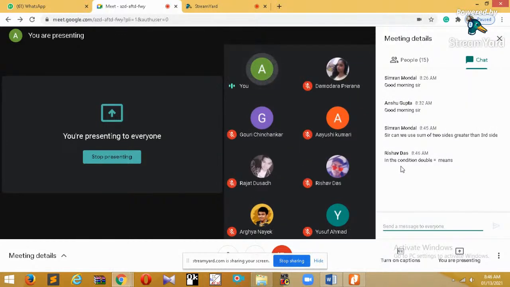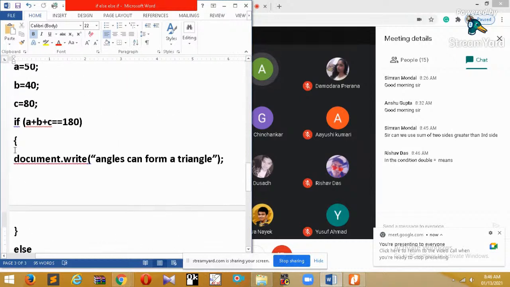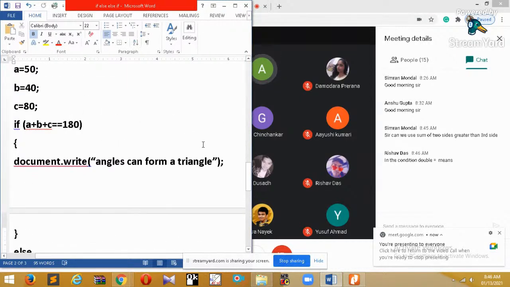In the condition, what does double equal to mean? Okay, we have already discussed double equal to. Double equal to is a relational operator. Single equal to is the assignment operator. When we are checking whether two values are equal or not, we write double equal to. And when we use single equal to, that means we are storing some value. Obviously, this is a very important question.